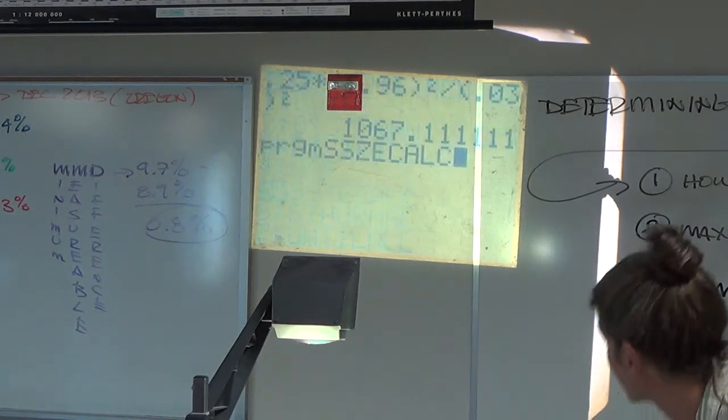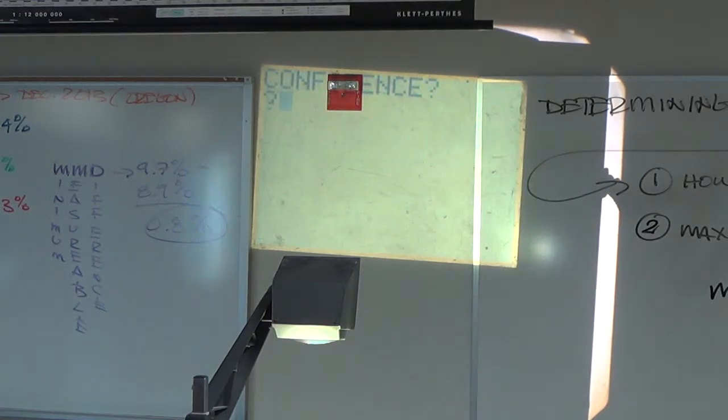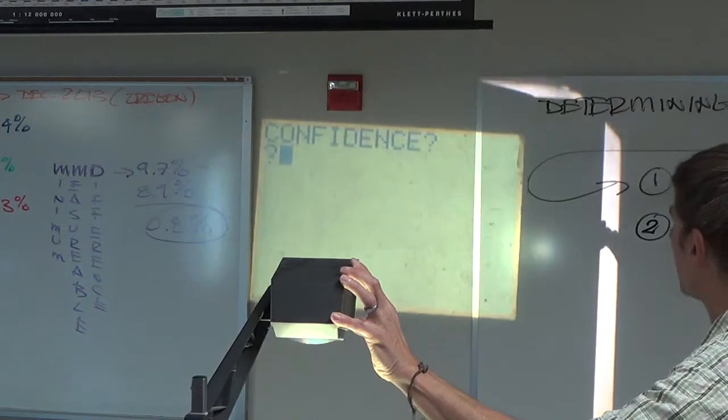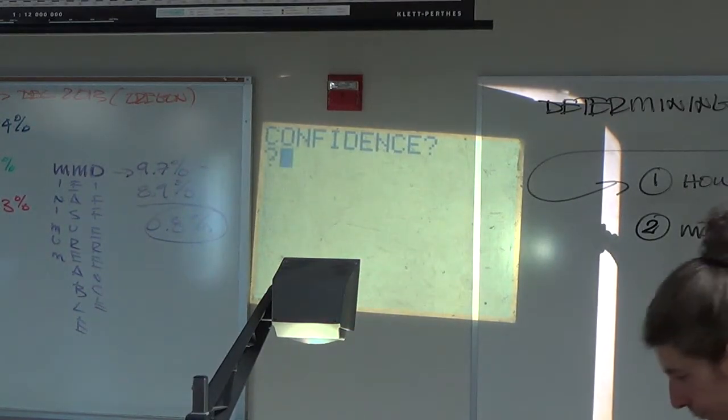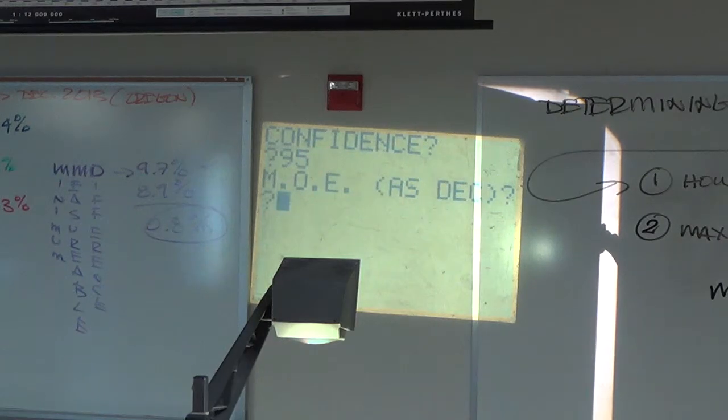So, do sample size calc, run the program. The first thing it asks you for is how confident do you want to be? 95%. And then it asks for your margin of error as a decimal that you're willing to accept. 0.03. Boom. There you go. 1,068.